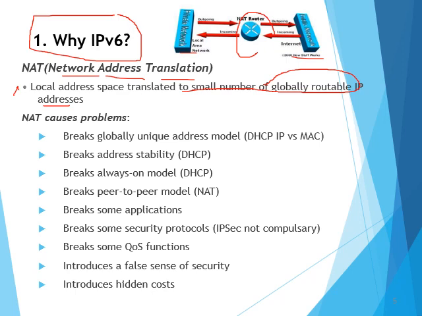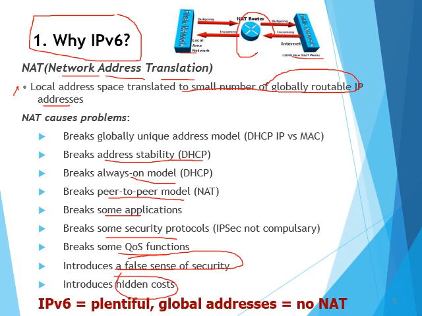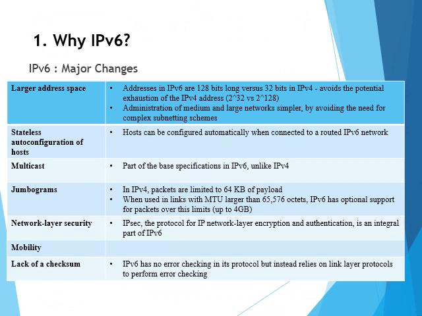First, it breaks the globally unique address model. With DHCP, IP versus MAC, it breaks address stability. It breaks the always-on model. It breaks the peer-to-peer model. It breaks some applications. It breaks some security protocols; IPsec is not compulsory. It breaks quality of service functions. It introduces a false sense of security and introduces hidden costs. So IPv6 provides plentiful global addresses, implying no NAT is required to implement version 6. So it will eliminate all the problems introduced by using NAT.